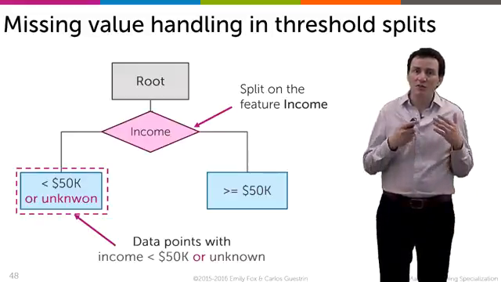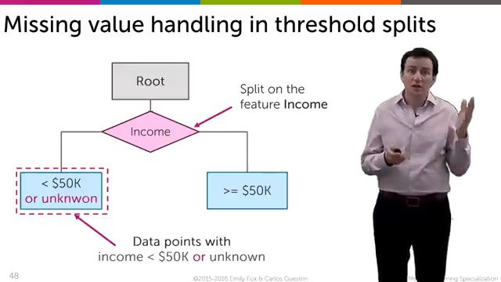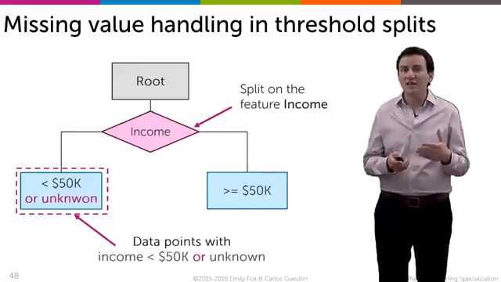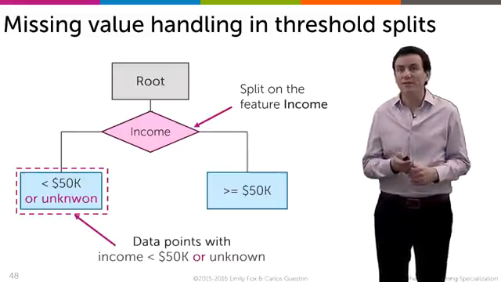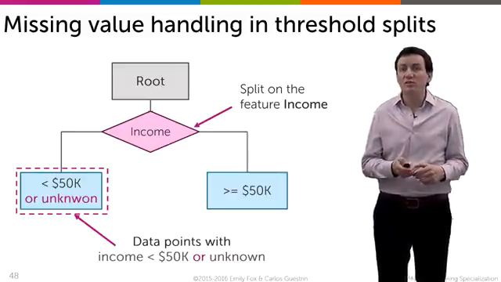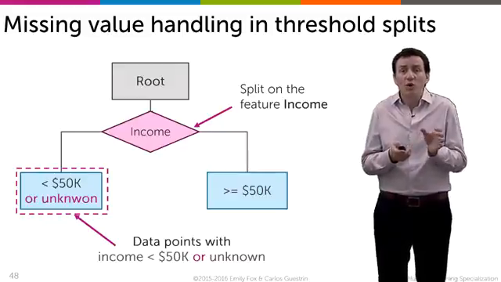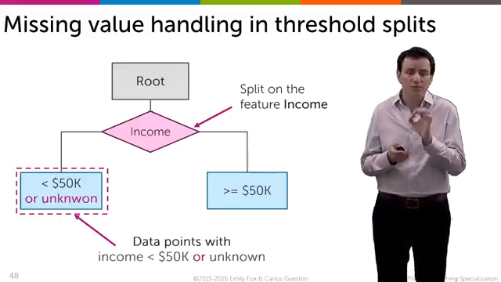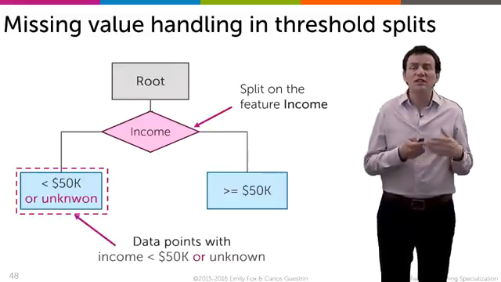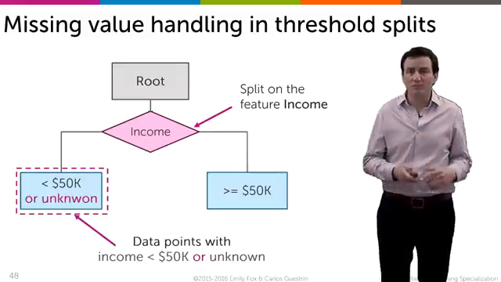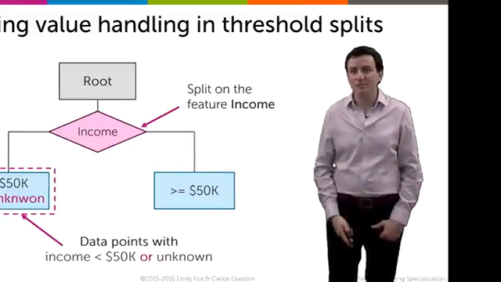Now, when we have numeric data, we're going to use those threshold splits that we discussed in the previous module. And in this case, we might threshold income as less than $50,000 or greater than $50,000. And we might decide that missing data, or data where the income is unknown, we're going to feed to the same node as those where the income was less than $50,000. Those are the decisions that we're going to try to make inside of our learning algorithm.